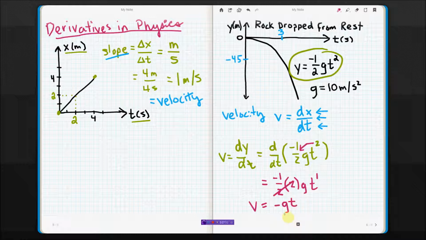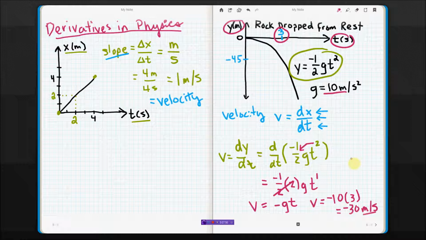That is the acceleration of gravity times whatever time you're talking about, whenever you want to know the speed of the rock. So I wanted to know at time 3. So at time 3, v equals negative 10 times 3, or negative 30 meters per second. I'm getting the meters per second from the labels on the graph. Meters per second. That's how fast the rock is going.